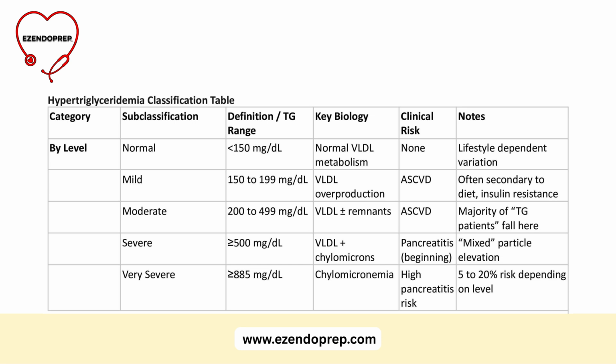This is where chylomicrons appear. This is where pancreatitis first becomes a real concern. And very severe is 885 milligram per deciliter and higher. And this is true chylomicronemia. Pancreatitis risk rises sharply. Now, this first step tells you the biologic problem, either VLDL excess or chylomicronemia.